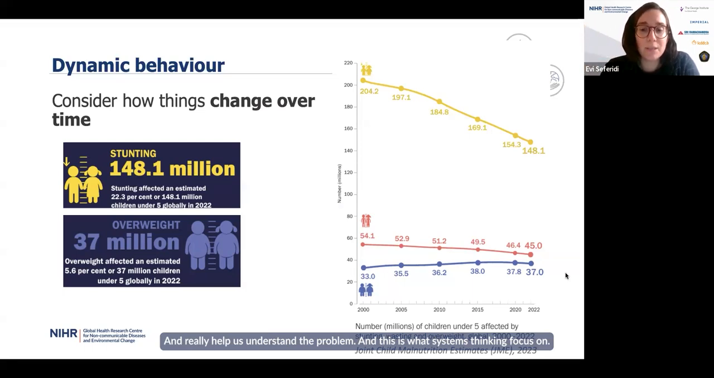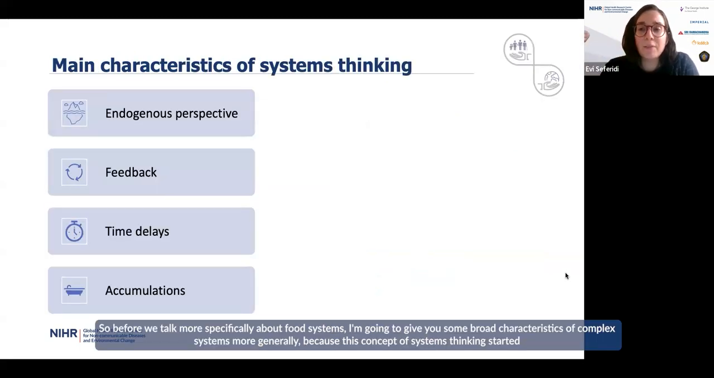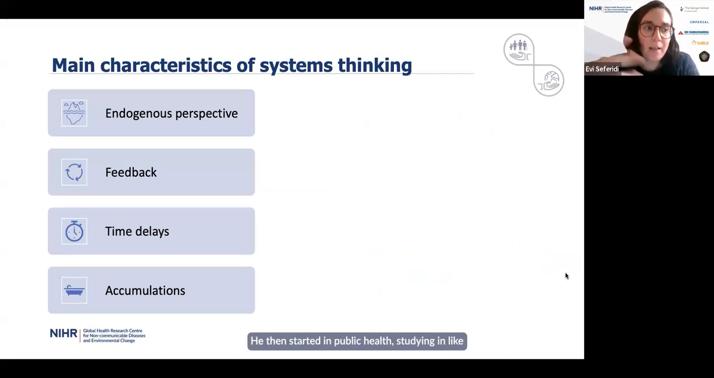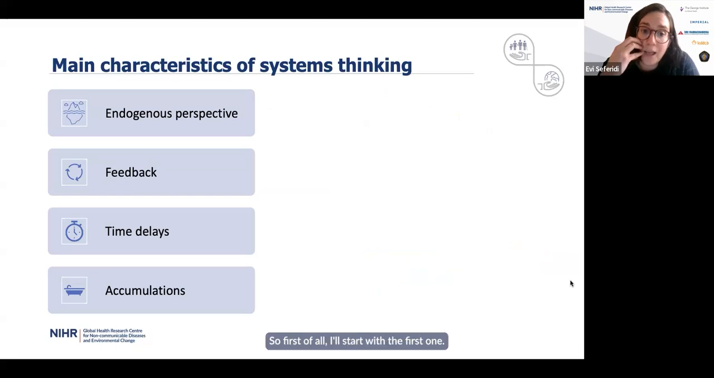And this is what systems thinking focuses on. Before we talk more specifically about food systems, I'm going to give you some broad characteristics of complex systems more generally, because this concept of systems thinking didn't start in public health, it started in business and so on. So we're going to talk about some of these characteristics before we talk more specifically about food systems.